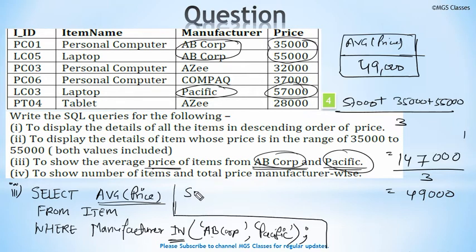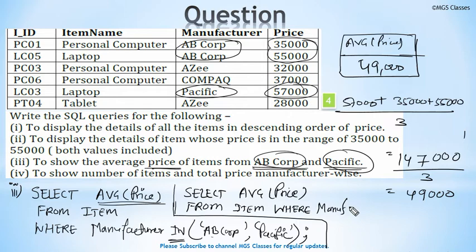Another way you can also use this method to write the answer. Select AVG price from item where condition, you can use the OR operator also. Where manufacturer equals to AB Corp, or you can apply manufacturer equals to Pacific. This way also you can write this query.